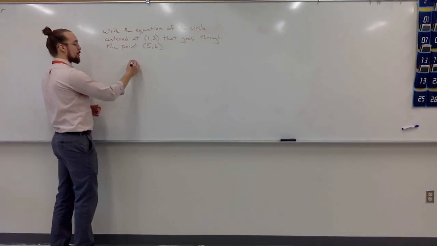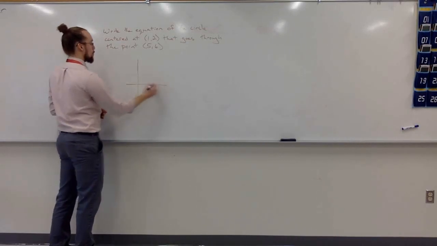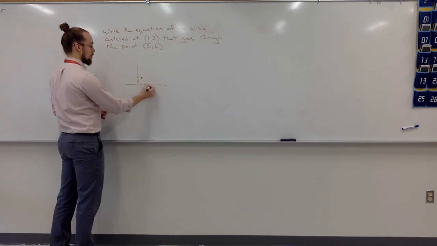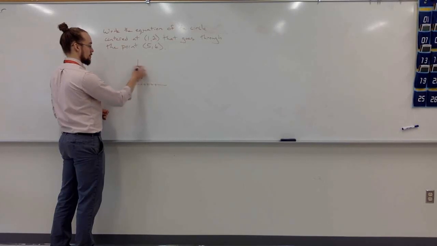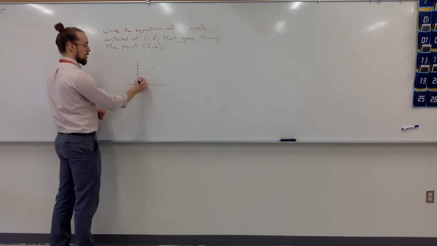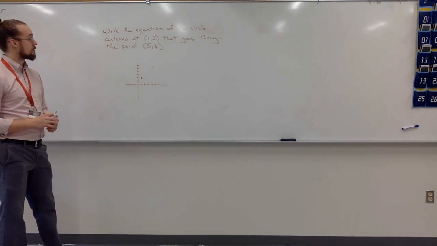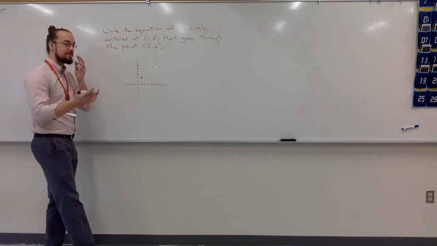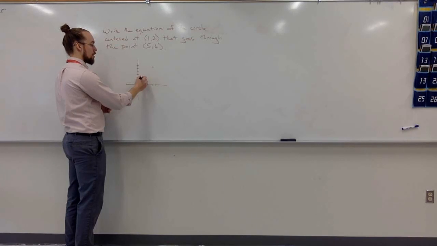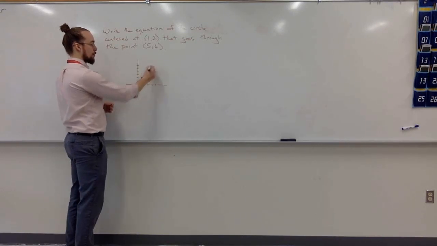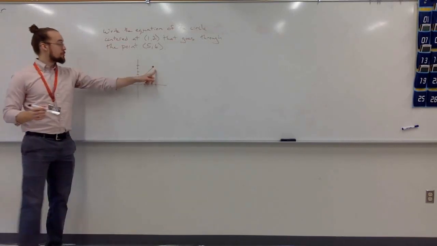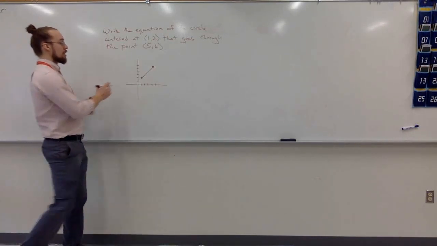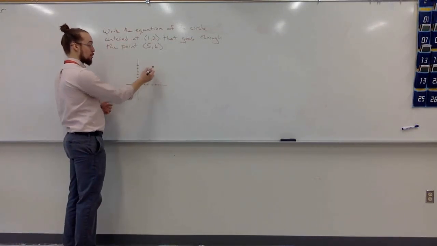If we think about graphing this, we're at 1, 2. So here's the center of the circle, and then 5, 6, and the circle goes through this point. Do we have to do the distance formula? The distance between these two points is going to be the radius of the circle, right?